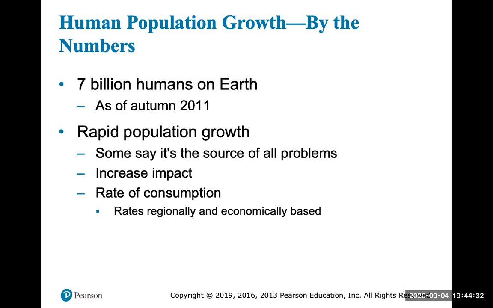So as of autumn 2011, there were about 7 billion humans on Earth. There's rapid population growth going on, and some say this is the source of all problems because humans are detrimental to the world. So they're saying if humans are increasing greatly, everything will go downhill.